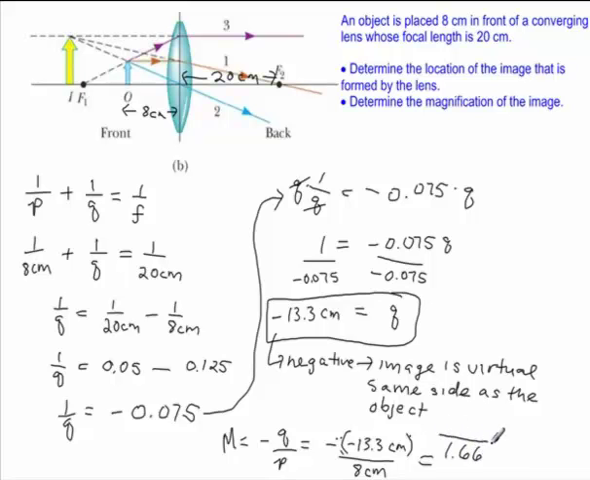13.3 divided by 8 equals 1.66. So the magnification is greater than 1, which means that the image is larger than the object, and it's positive, which means that the image is upright. And that is true according to what we have in our picture.